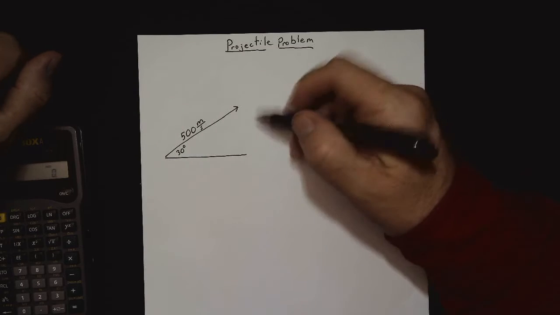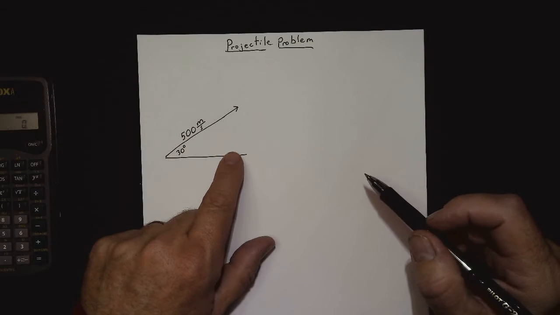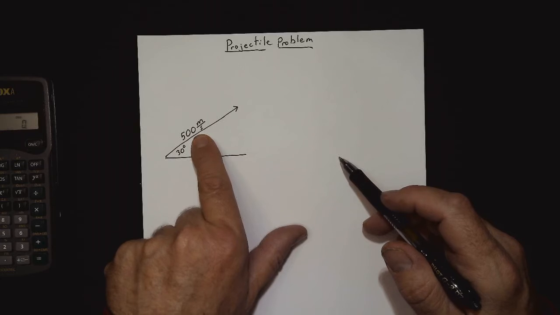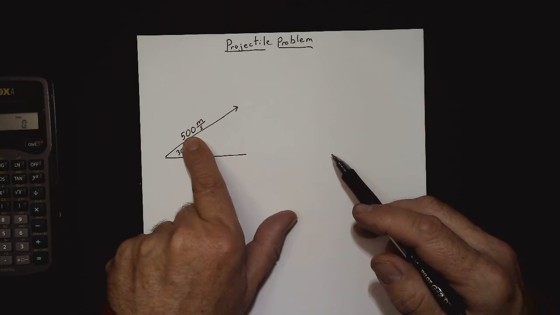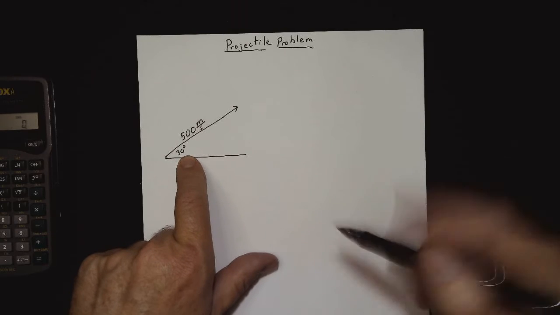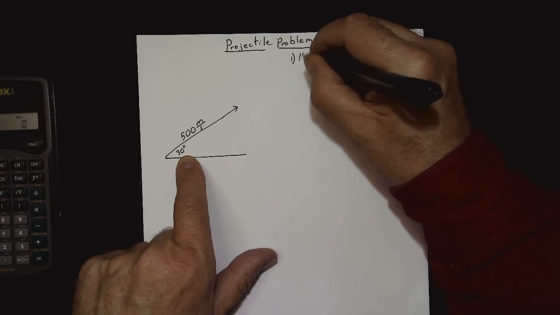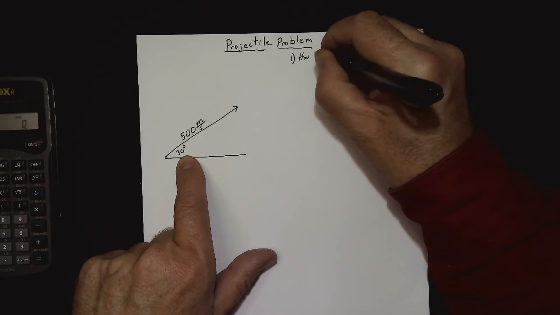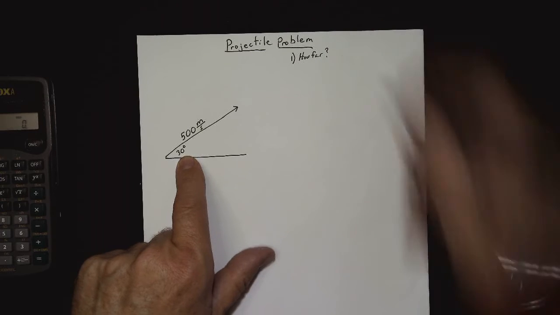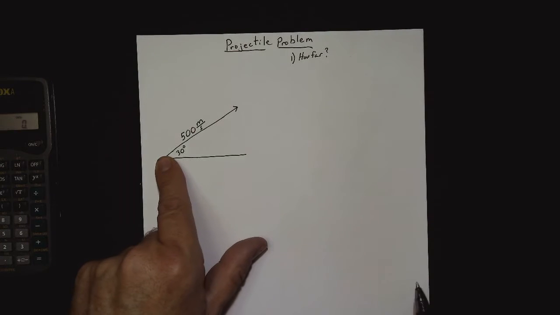All right, this is how to do a projectile problem. In a typical projectile problem, you're going to have some vector, some magnitude, in this case 500 meters per second, at some angle above the horizon. And there are two questions that can be asked, and the typical one is, how far? In other words, when you shoot this, how far away will this land?